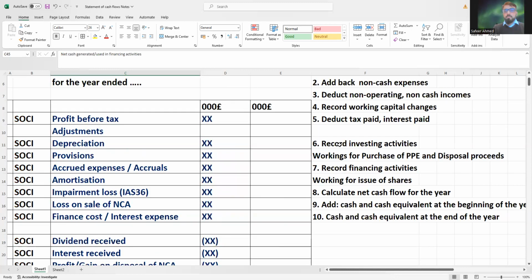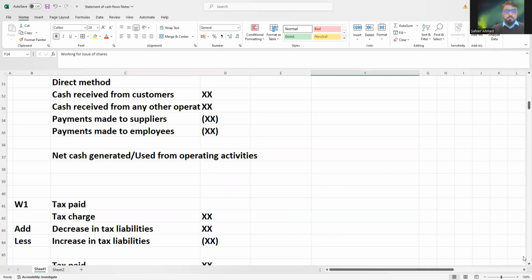approach, remember we recorded the investing activities, working for purchase of property, plant, and equipment, and disposal proceeds. And then we recorded the financing activities. So it could be the working for issue of shares. So maybe in order to calculate issue of shares, you might have to do a calculation, which is, let me show you here.